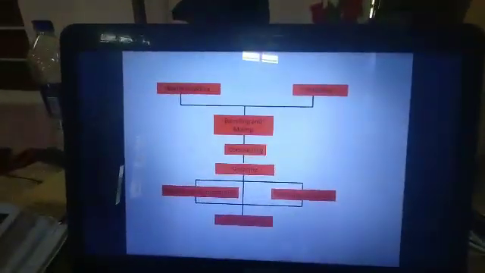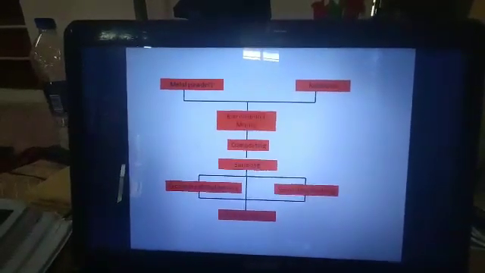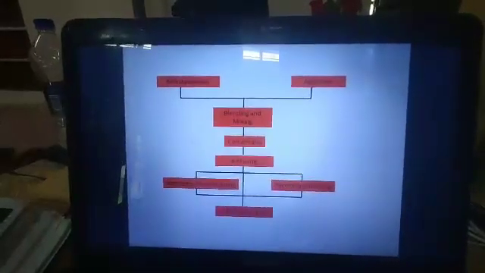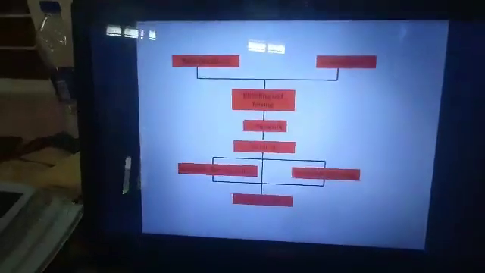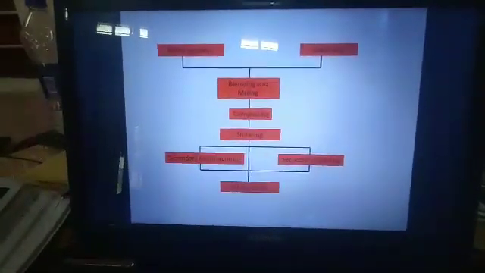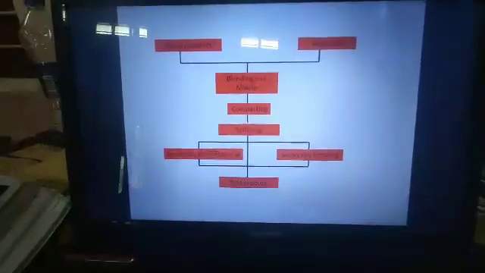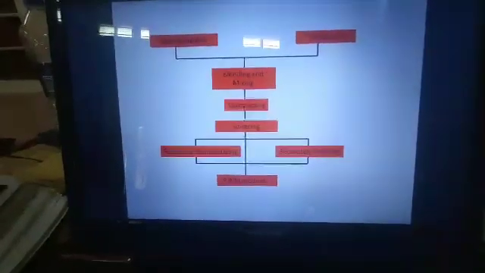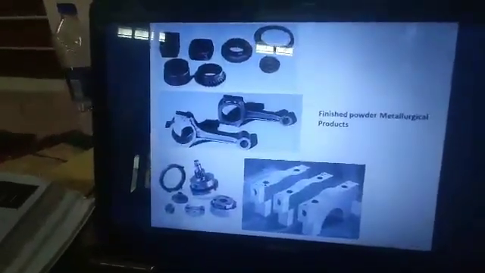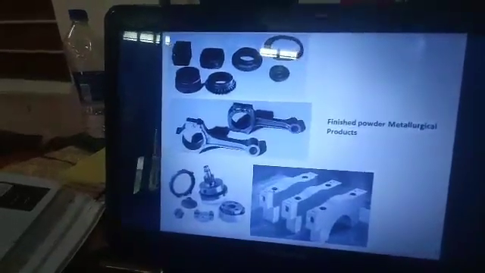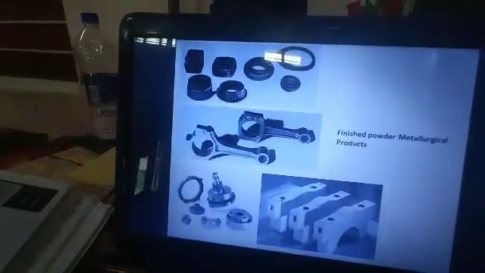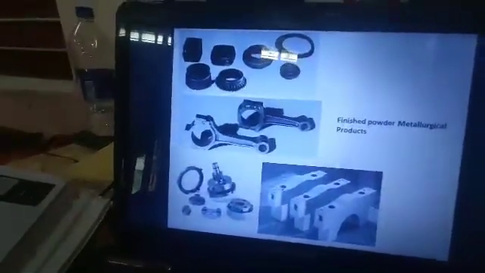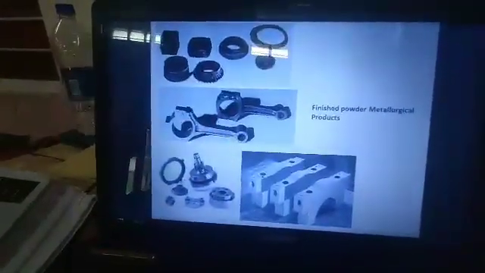So finally, at a glance, the powder metallurgy process starts with metal powders and additives. After blending and mixing, it is compacted, then sintered, then the last two processes, secondary manufacturing and secondary finishing, are done. Then the final powder metallurgy product is obtained. These are some typical finished products: some bearings, some pistons, some electrical appliances are formed using the powder metallurgy process.